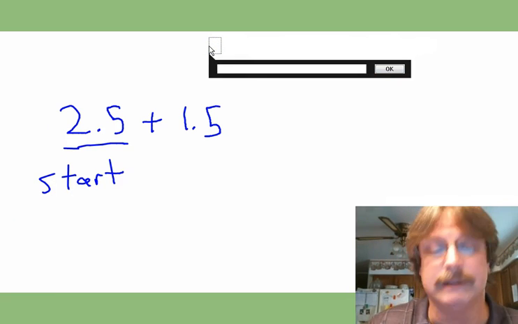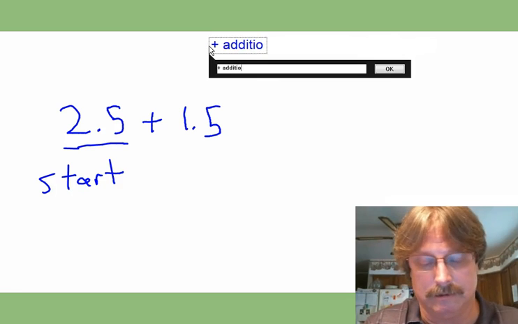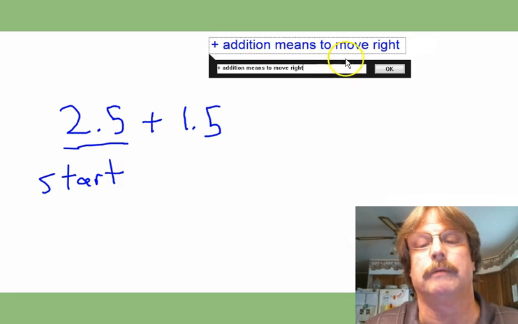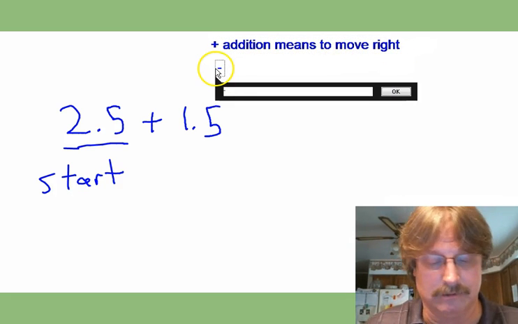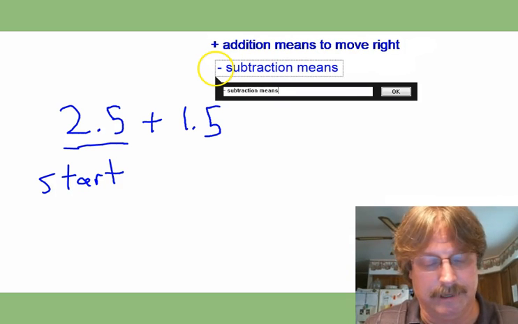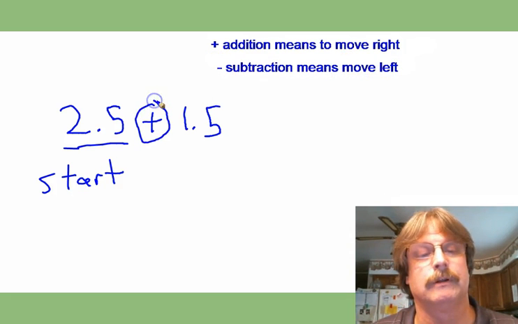So if I have an addition, addition means to move right on the number line. Subtraction means move left on the number line. Looking here, okay?